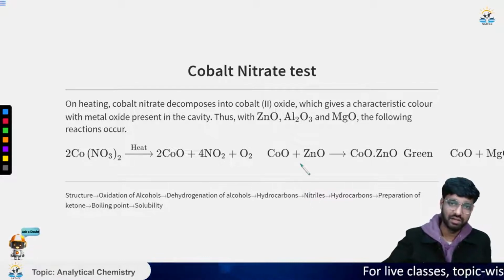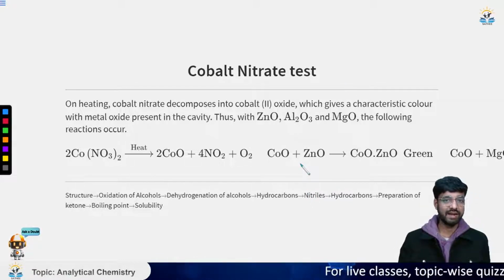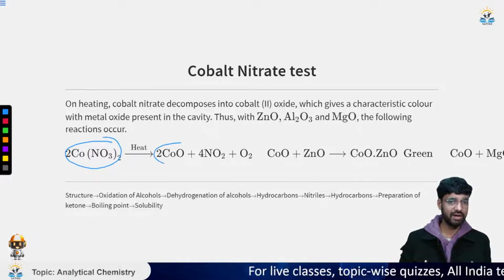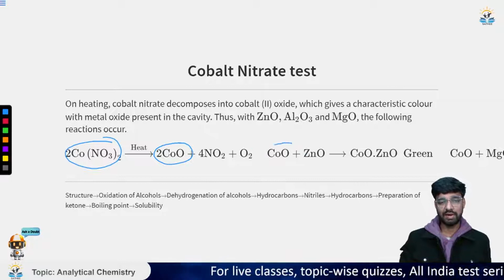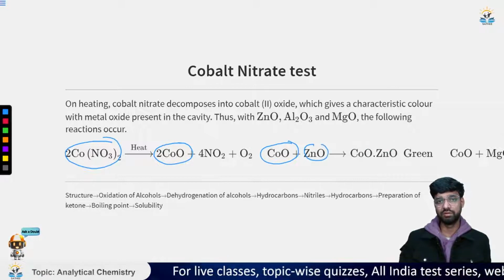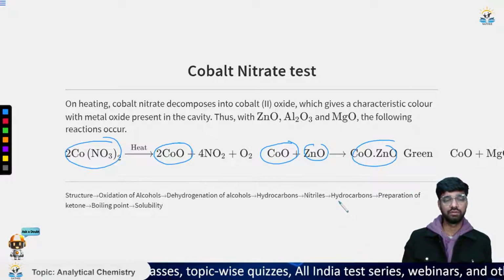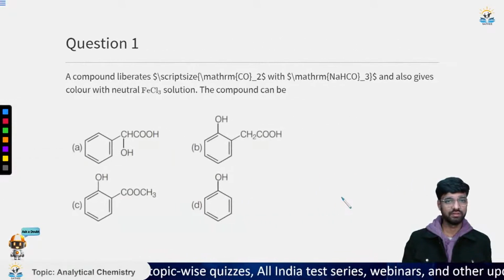Next we have the cobalt nitrate test. We take the cobalt nitrate and heat it to get cobalt oxide, and treating the cobalt oxide with the salt ZnO, we get green. So this is the cobalt nitrate test.